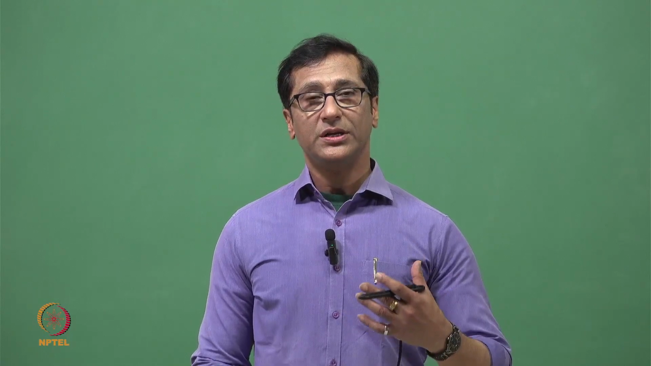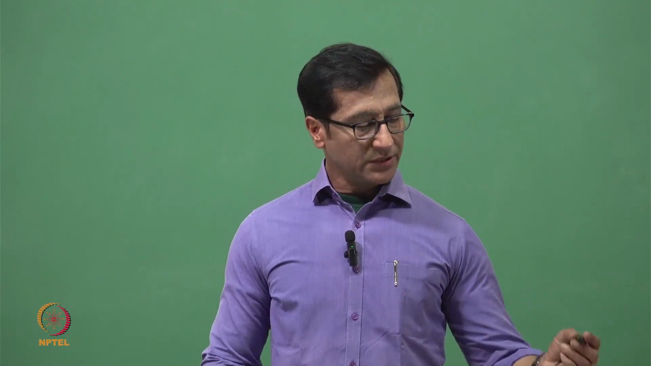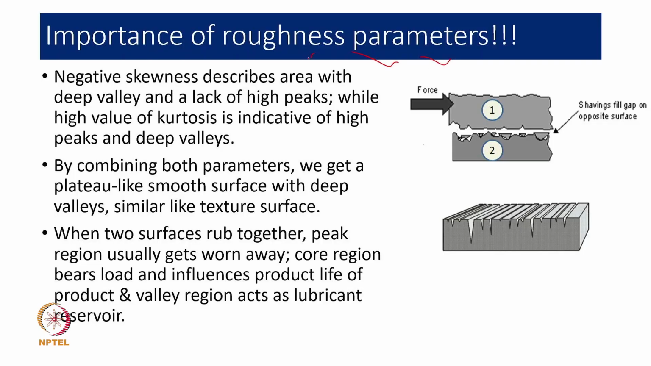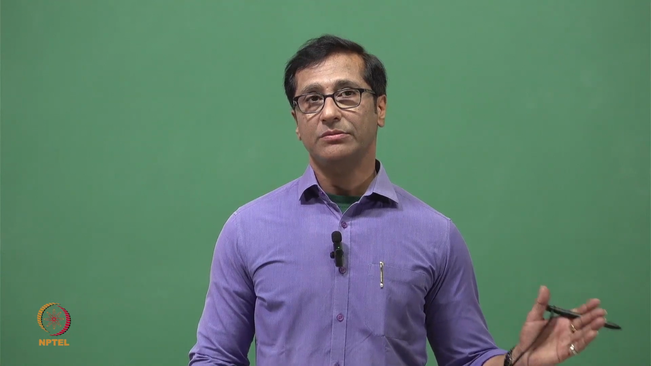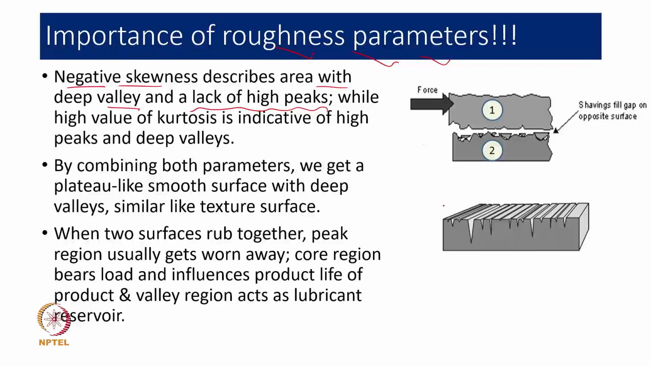Already we have said that roughness is very important for us, and already I have mentioned that negative skewness describes an area with deep valleys and a lack of high peaks. I'm using the words a lack of high peaks, there are deep valleys. That means the surface has deeper valleys. In this case, the figure has been shown over here. You can see there's no peak in this case and there are valleys.